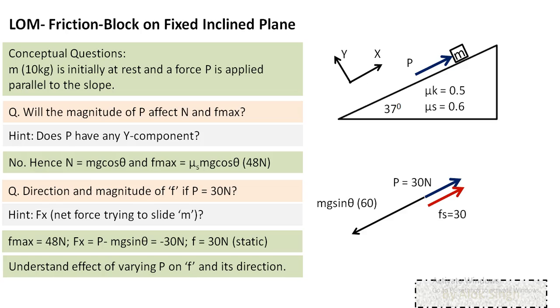So, before we move on to the next slide, just spend a few minutes trying to understand the effect of change in the magnitude of P. Think in your mind what will happen for various values of P. Starting from 0, as we keep increasing P, what effect will it have on the free body diagram and the motion? So, you may like to pause the video and analyze the effect of varying P on the frictional force and its direction.